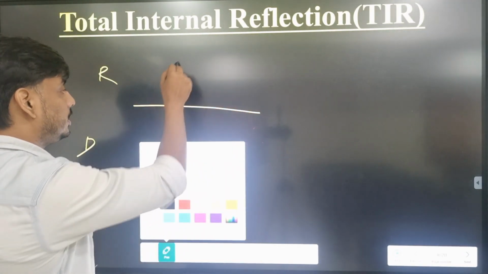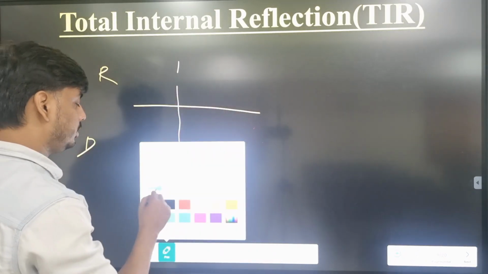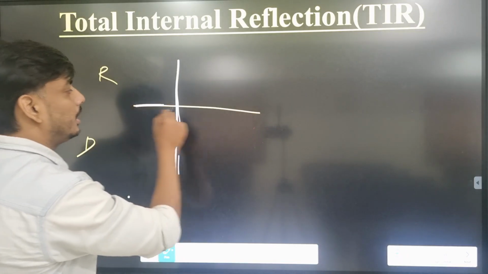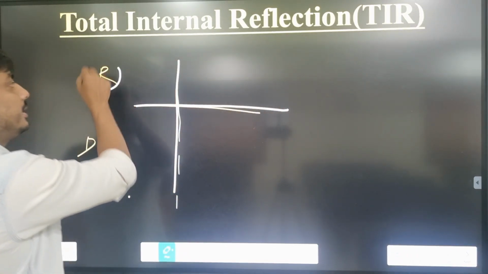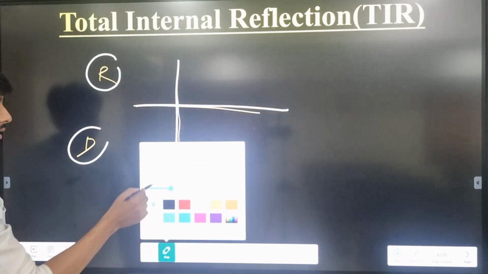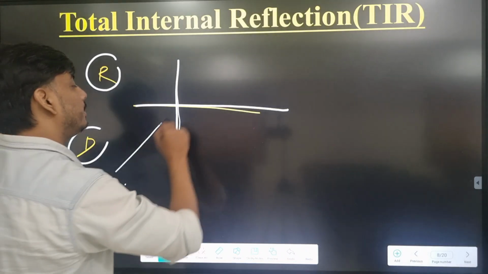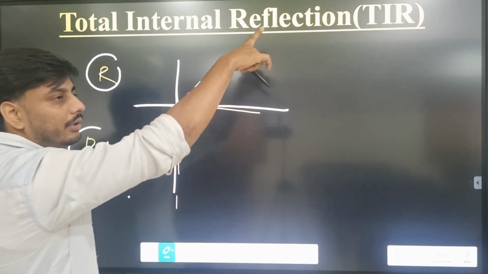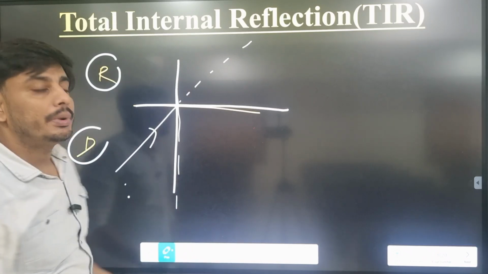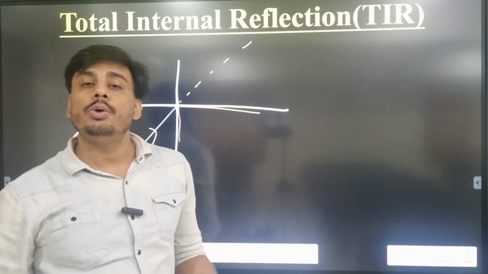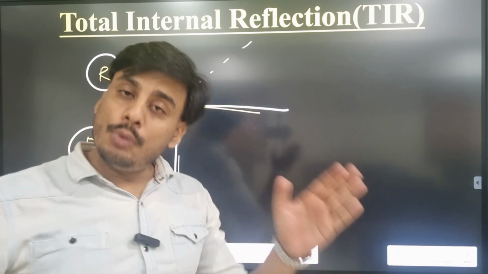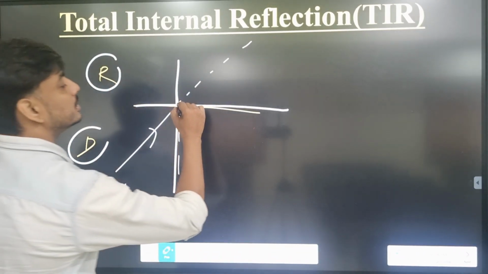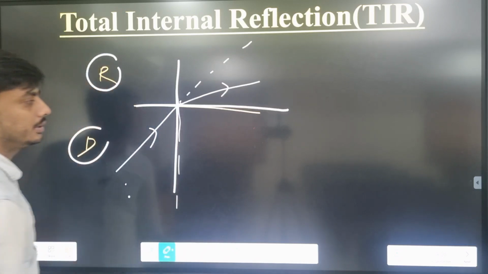If we draw a perpendicular here, and this is the boundary, this is the optically rarer medium and this is the optically denser medium. We know that when a ray of light travels from optically denser to rarer medium, without the medium it would travel along the dotted line. But due to the presence of the optically rarer medium, the ray of light always travels away from the normal. So it will slightly bend away from it.